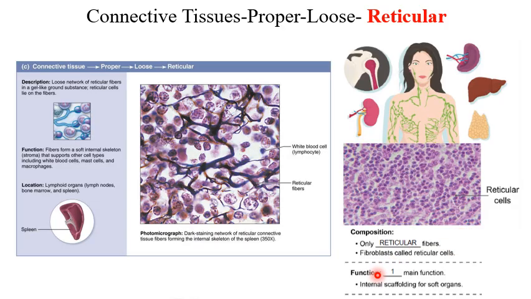So here, the one main function of reticular tissue is to serve as a structural scaffold for the organ function. Okay.